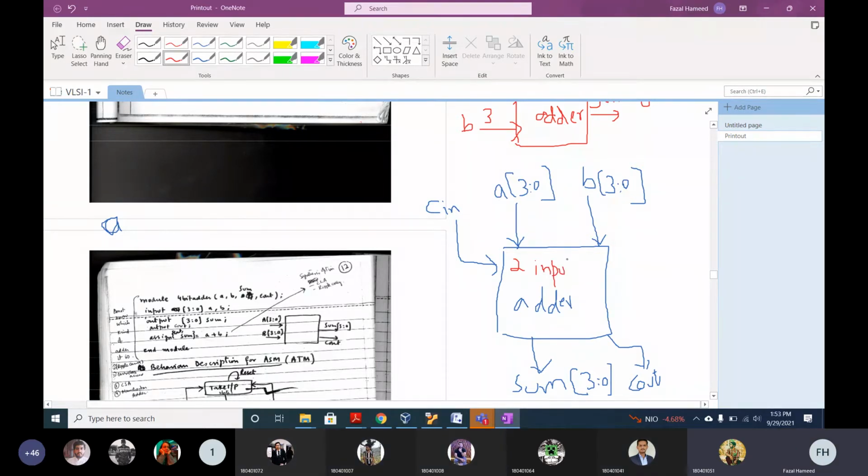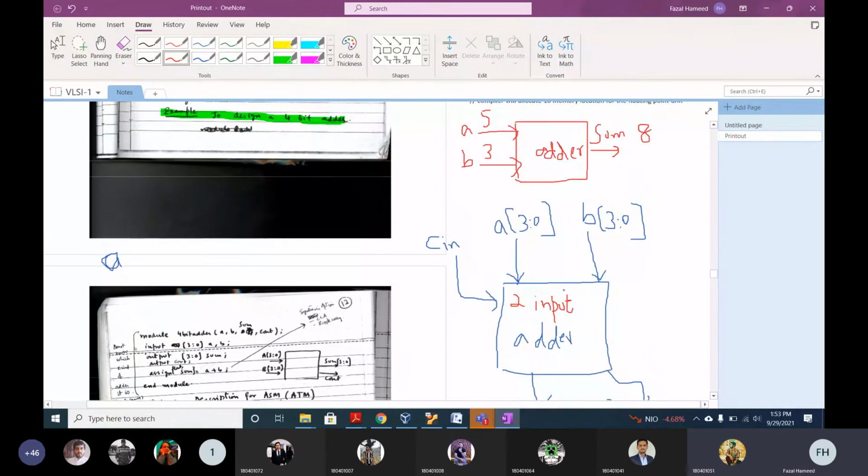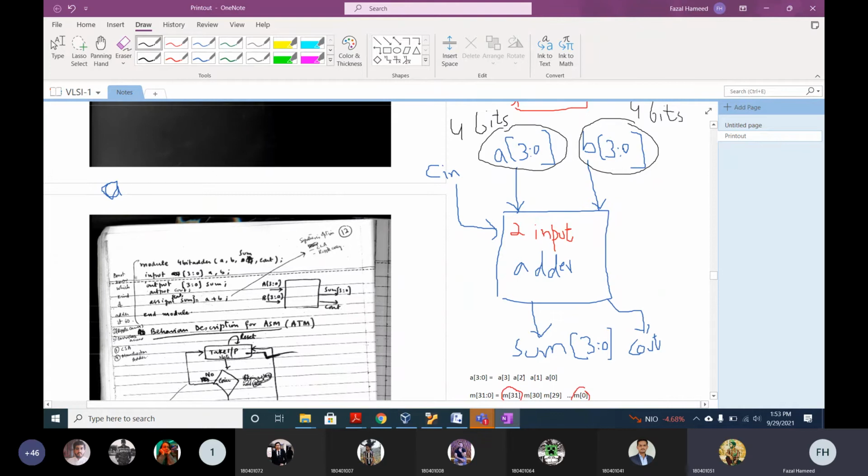Very good. So what is the size of input A? 4 bits. What is the size of input B? Same, 4 bits. And if you look at the output sum, what is the size of sum? 4 bits. And similarly, C in is a single bit and C out is a single bit. Okay.